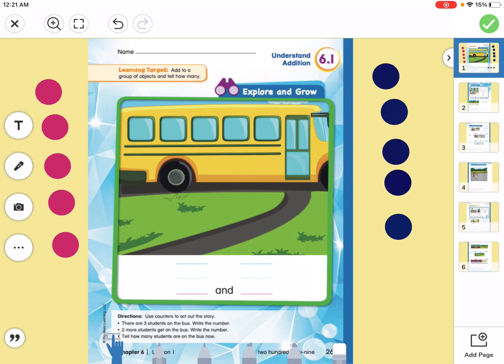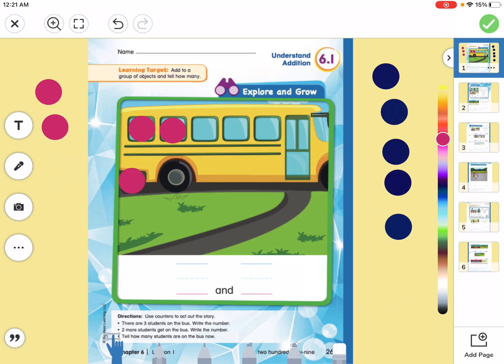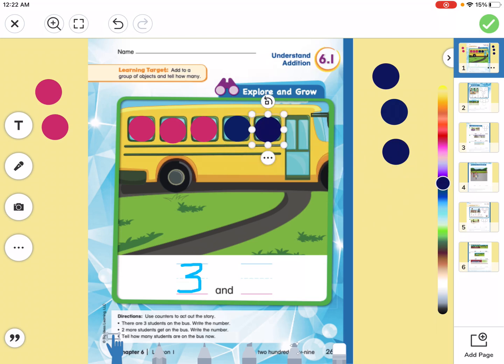Okay, so we are going to use counters to act out the story. First, it says there are 3 students on the bus. Write the number. So we're going to put 3 students on the bus. 1, 2, 3. And then it says write the number. So Mrs. Hensley's going to write 3 because there are 3 students on the bus. Okay, then it says 2 more students get on the bus. So 1, 2. 2 more students are getting on the bus. And it says write the number.